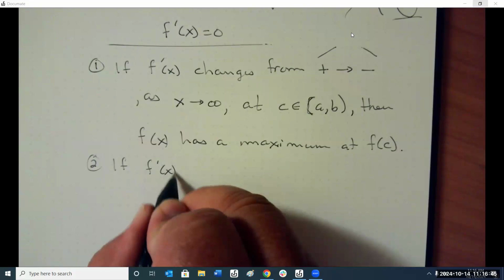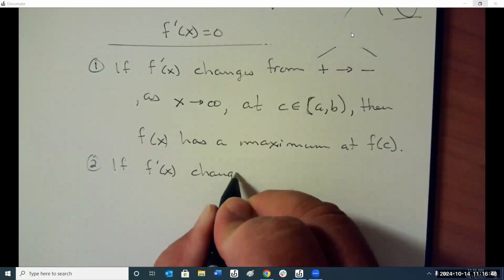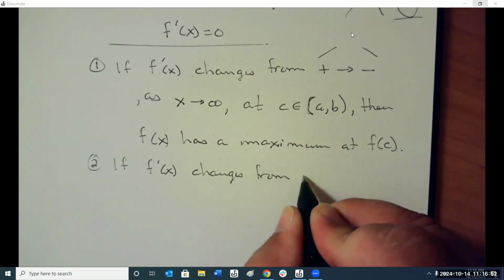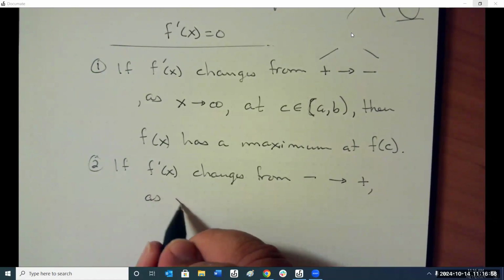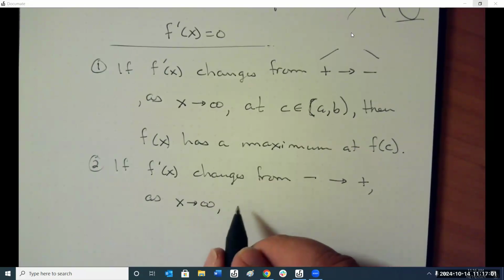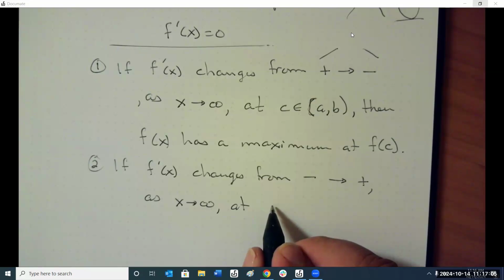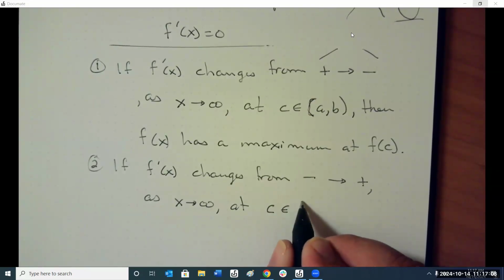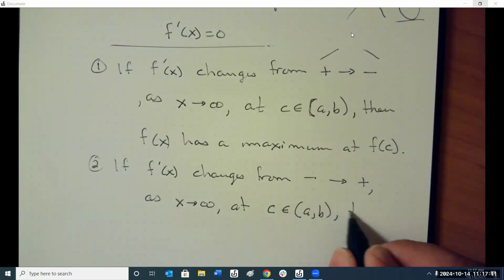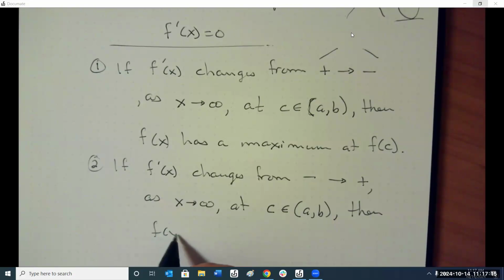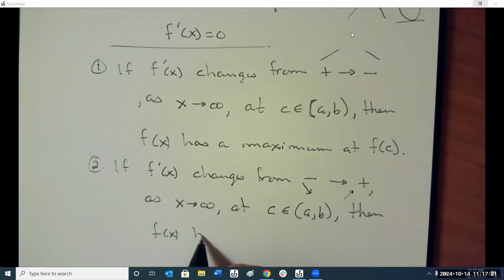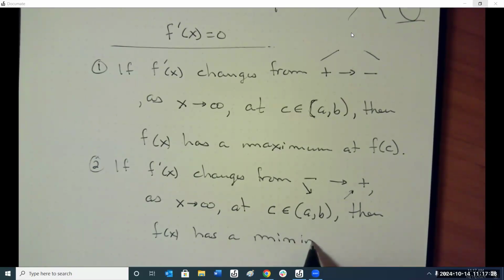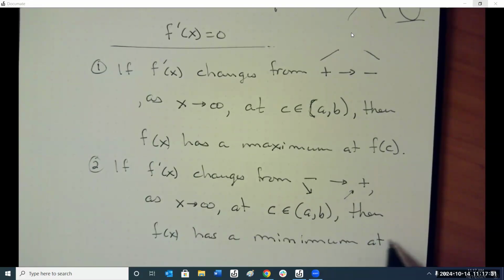If the values of the derivative change from negative to positive as we go to the right, at some value c within the open interval AB, then f of x, remember, if it's negative, it's going down, then it's going back up, then the function has a minimum at f of c.